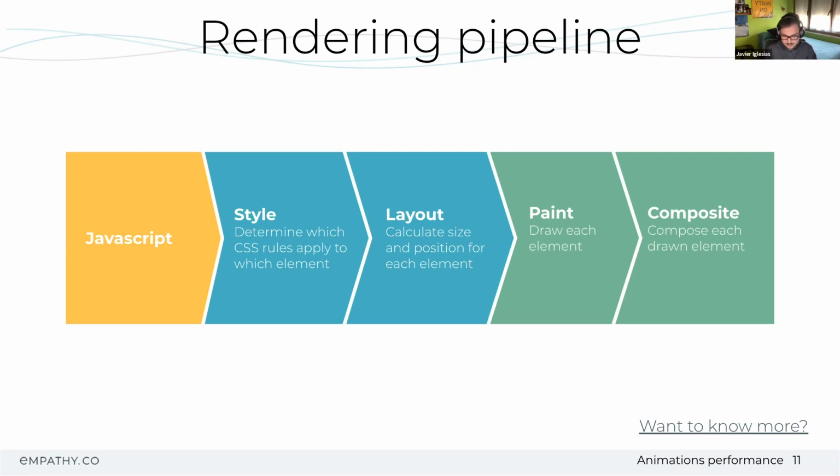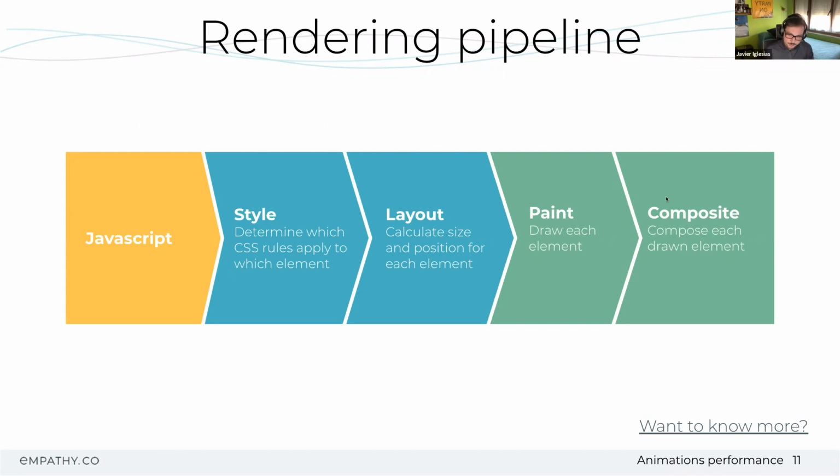Once it has these separate images, it has to compose them. Because in the website, you can have elements that are near each other, or elements can be on top of each other, overlapping a little bit. So this is what happens in the composite phase.